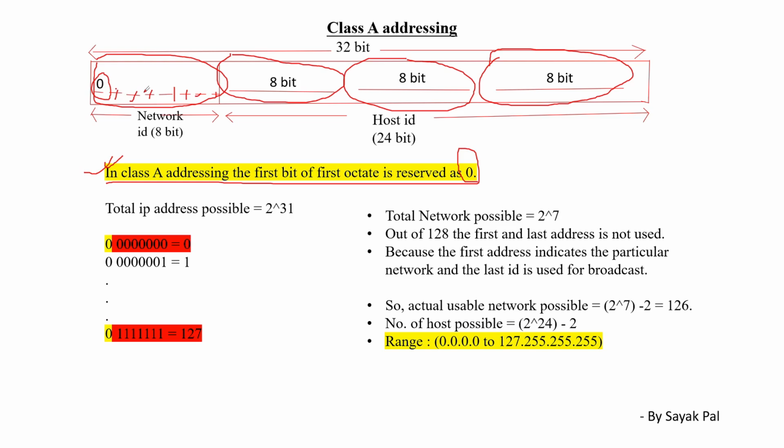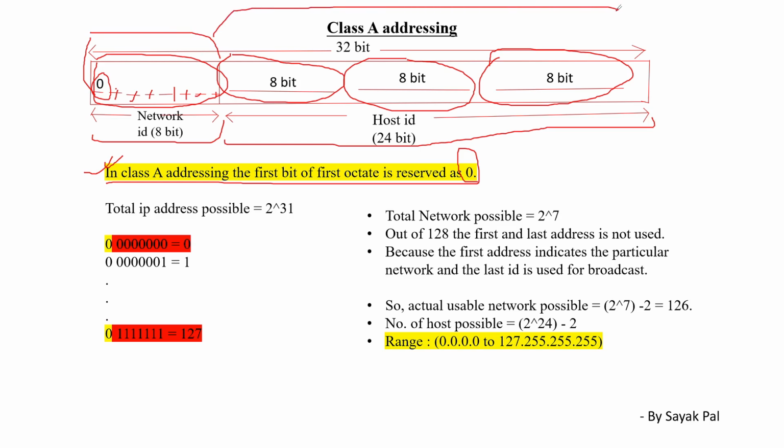An IP address is divided into two parts in classful addressing: one is network ID and another is host ID. In class A addressing, the first octet, 8 bits, is for network ID and the rest 3 octets, or 24 bits, are for host ID. So what is the range of networks or IP addresses inside class A?